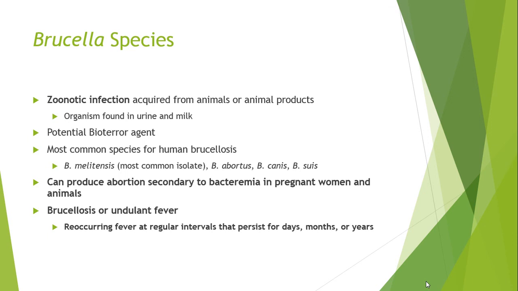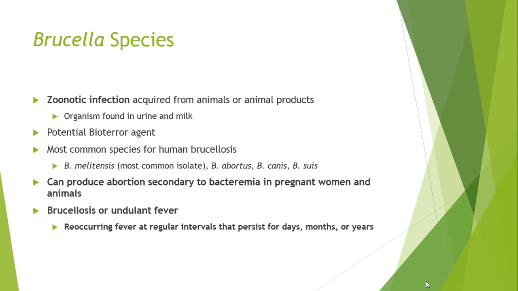And basically, Brucella will cause abortion, not only in pregnant women, but also in animals. So you might have a farmer who is dealing with an animal that has aborted, like a cow that's aborted a fetus, and he's touching the placenta, and he can contract the disease. When you contract the disease, it's called brucellosis or undulant fever.